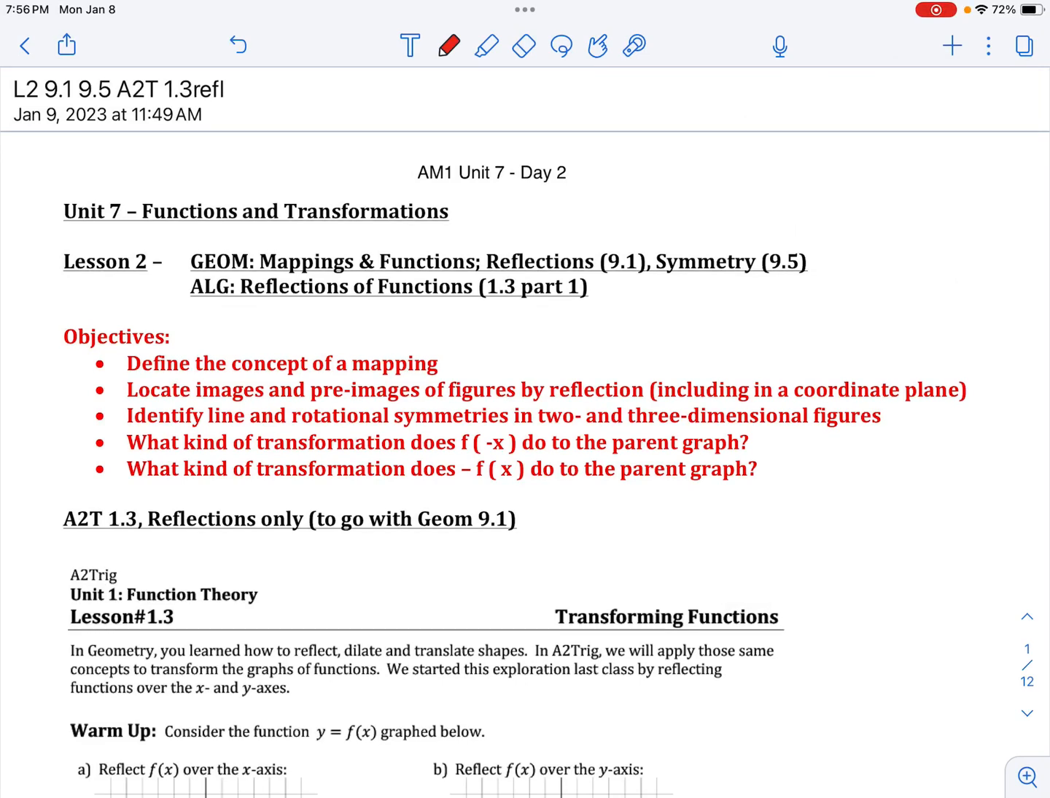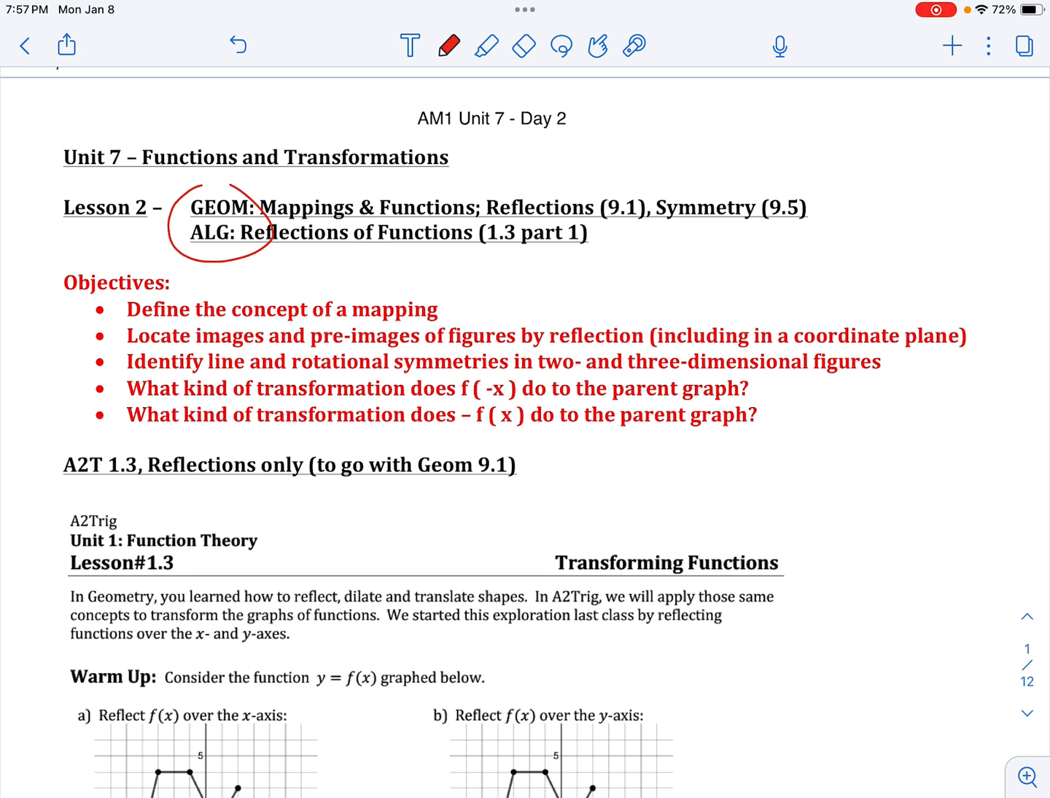This is the first lesson of the flipped classroom era of Excel math. Second lesson, kind of, of the second semester. And here we go. Like I've been saying, this unit is one of the best units in terms of showing the connection between Algebra 2 and Geometry. Today we actually have some stuff from both classes. Not much from Algebra 2, but just a little bit. And so here we go.